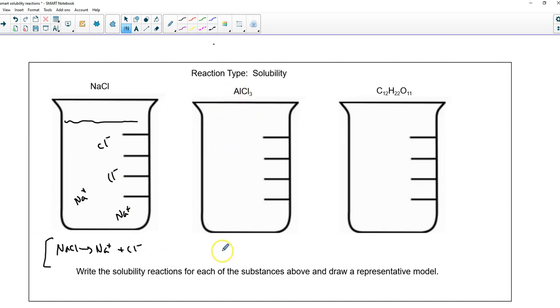Aluminum chloride. It goes to aluminum, and it's a +3. Gotta have those charges on here. +3 Cl minus. I just balanced it. So in this case, I'd have 1 aluminum. Now, why are the charges on there? Because that's what's allowing it to dissolve.